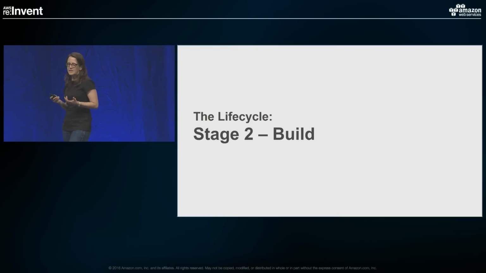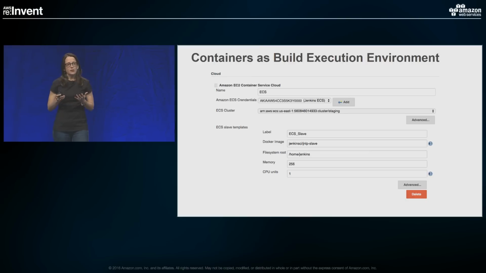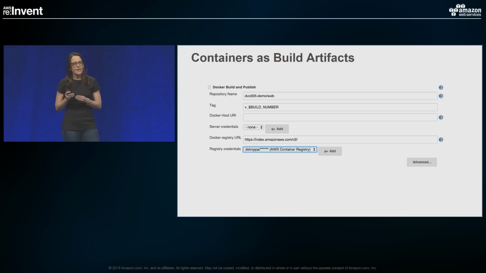Now to build your container, obviously you can use something like Jenkins. And in this case, we have an ECS plugin for Jenkins. You can see in this console where I am basically allocating a certain amount of CPU and memory to my container. And then I can produce a build artifact, again with this plugin, and push my image to my EC2 container registry. And that's exactly what this can do right here.